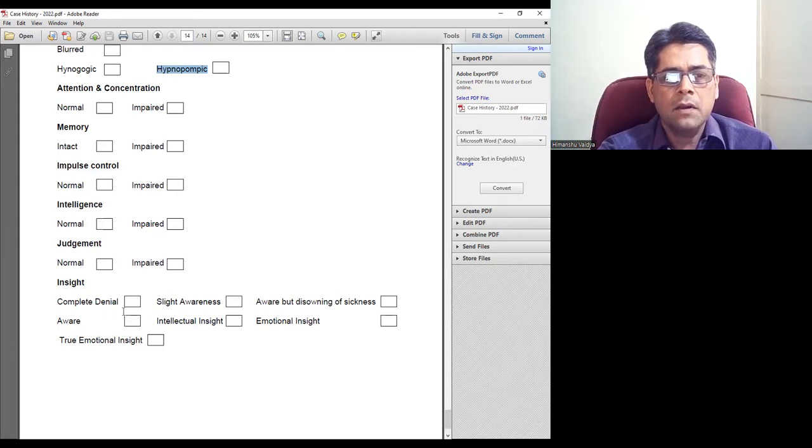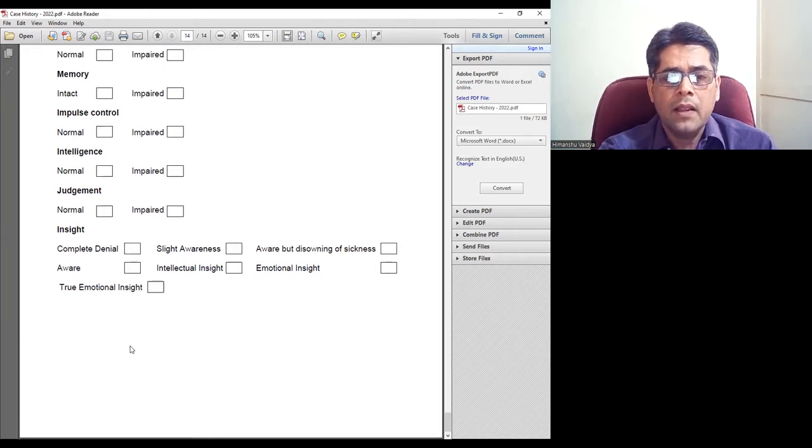Insight: complete denial, slight awareness, aware but disowning of sickness, aware and accepting of sickness, intellectual insight on how the sickness operates, emotional insight on how the emotions are involved, true emotional insight which allows the person to bring about change. All those states of insight can be there. Insight can be at any of these stages. Whatever applies, just tick it there.